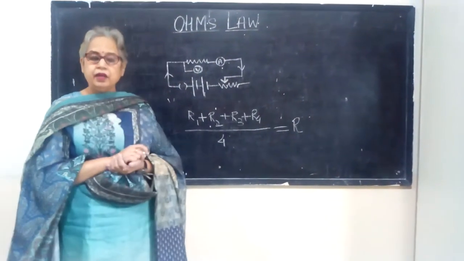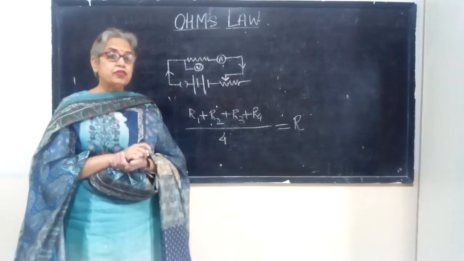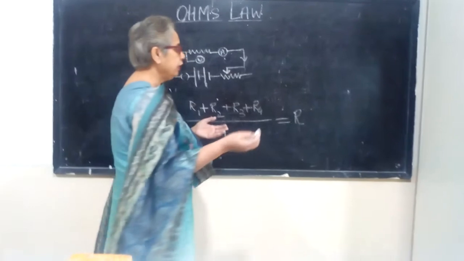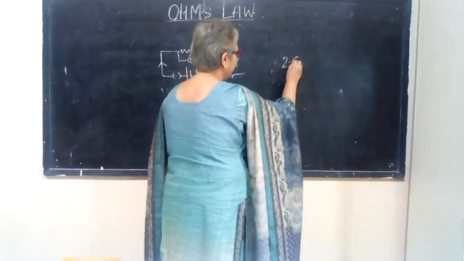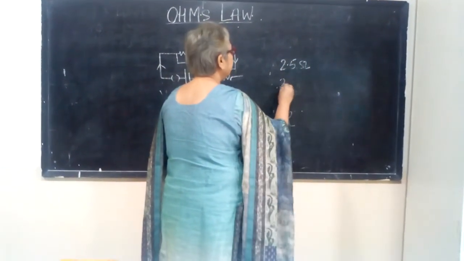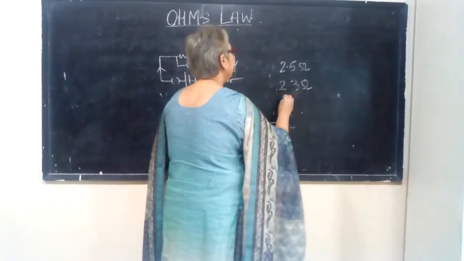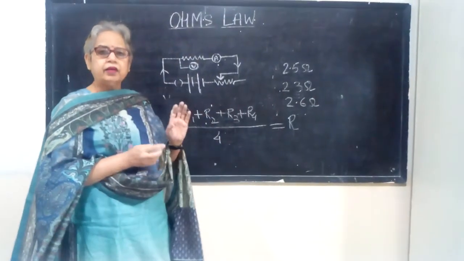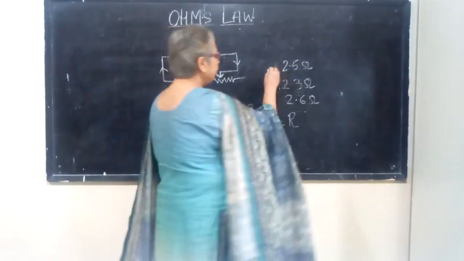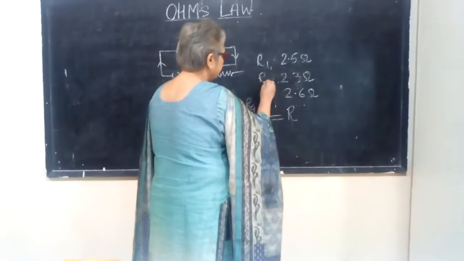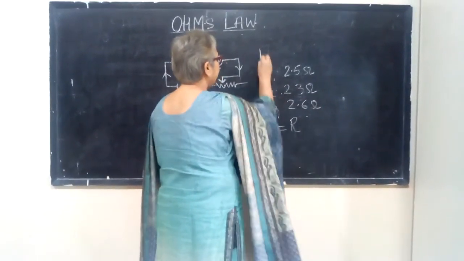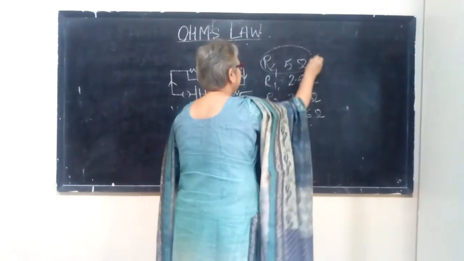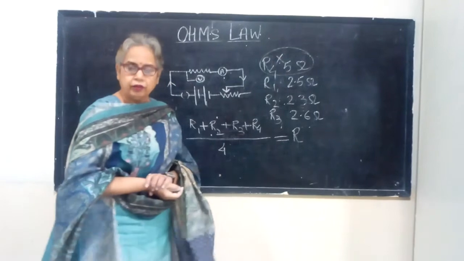Now students, here the readings must not differ by a large amount. Like if there is a reading 2.5 ohm, then maybe 2.3 ohm, maybe 2.6 ohm. Okay, this much experimental error is allowed. But if you say your R1 is this, R2 is this, R3 is this, and R4 is 5 ohms, it means that this reading is wrong.